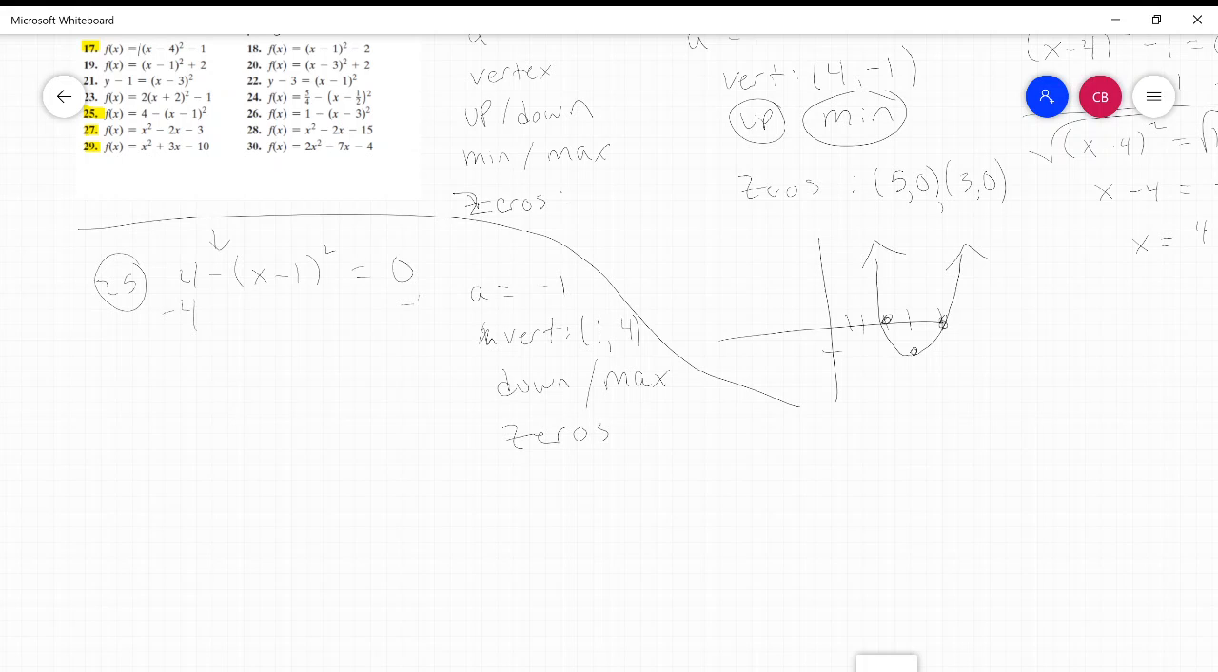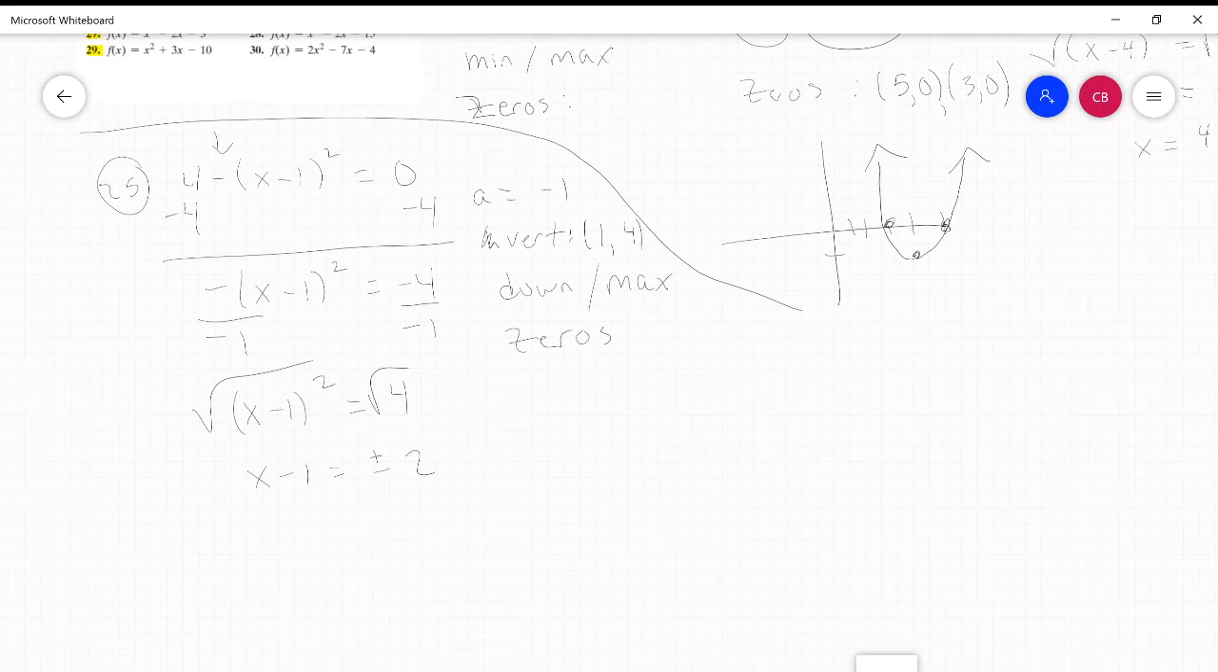We -4. X minus 1 squared is equal to 4. X minus 1 is equal to plus or minus 2. And that gives, add the 1. 1 plus or minus 2 is going to be 1 plus 2 is 3, and 1 minus 2 is -1, 0.